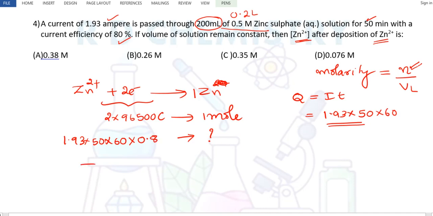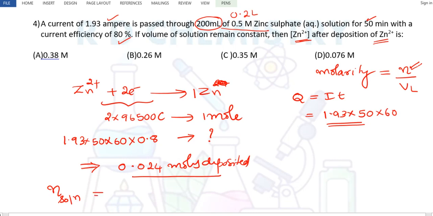Okay, so this will lead to the final answer, 0.024 moles. So many moles are deposited. Now we should know how many moles are there in the solution. Let us calculate the number of moles present in the solution, how much they have taken in the beginning.